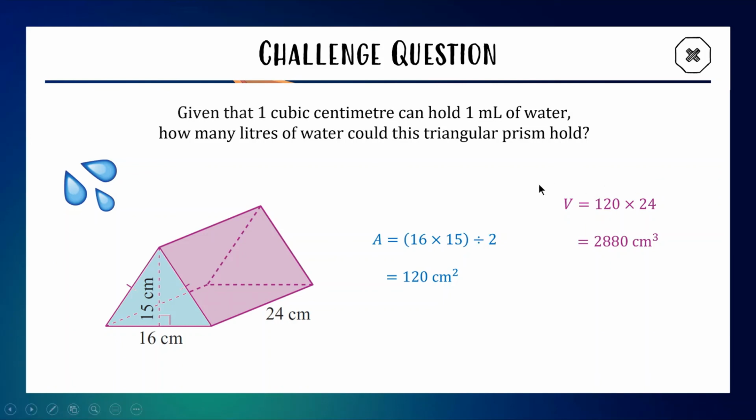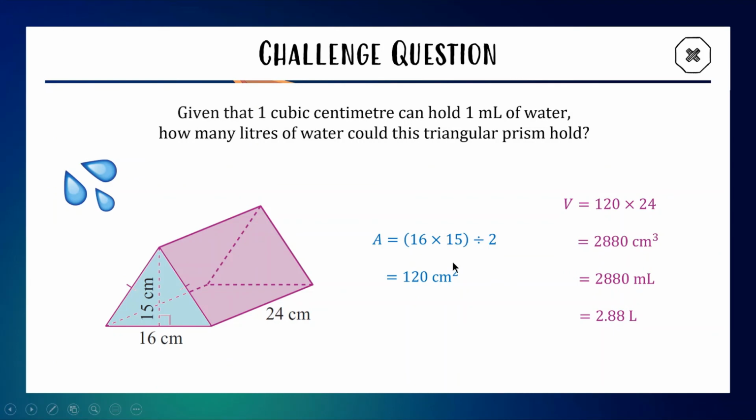Now, the question was, how many liters of water can this prism hold? And the question told us that every cubic centimeter is going to hold 1 milliliter of water. So if our volume is 2,880 cubic centimeters, that means our capacity is 2,880 milliliters. You might already know that every 1,000 milliliters you have makes up 1 liter. So 2,880 milliliters is going to be 2.88 liters.